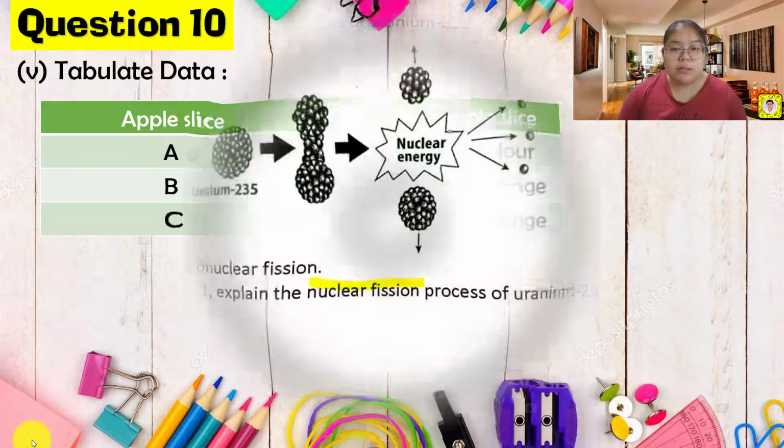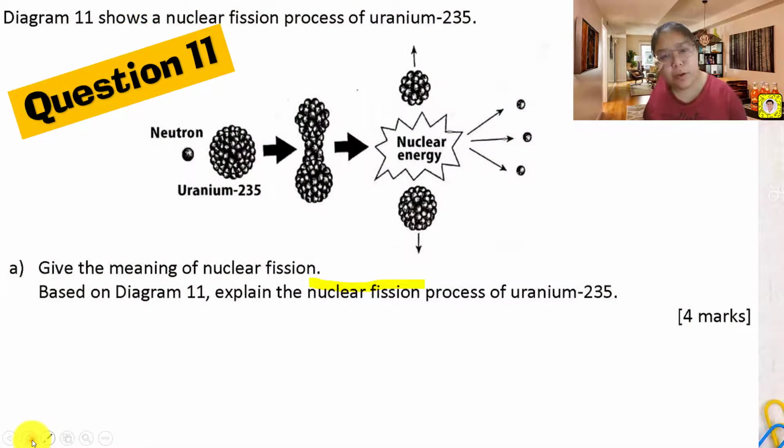Then we continue with question 11. Question 11 is one of the long questions, about 10 marks, so we need to answer it. Okay, let's see the first one, which shows the nuclear fission process from uranium.